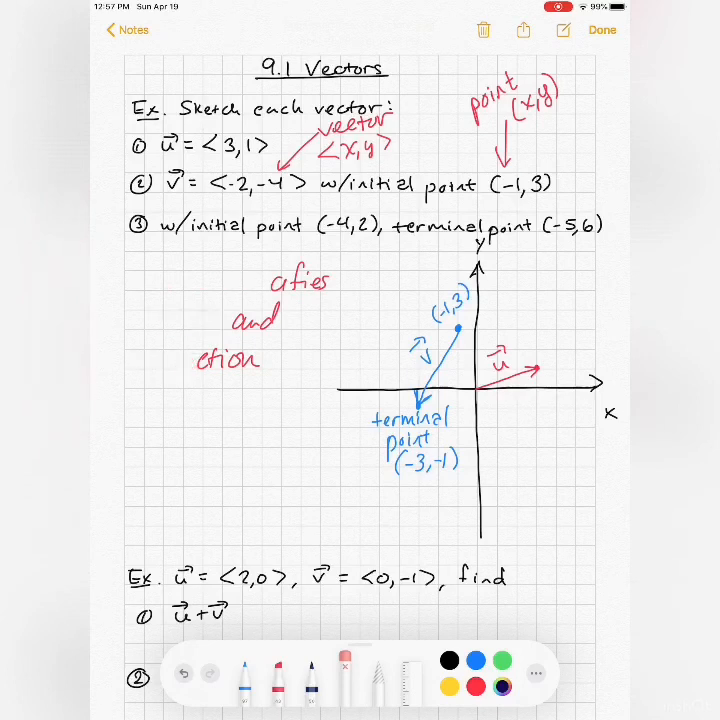Okay, what about number 3? Number 3 says, sketch the vector with initial point negative 4, 2 and terminal point negative 5, 6. Okay, so let's see what that one's going to look like.